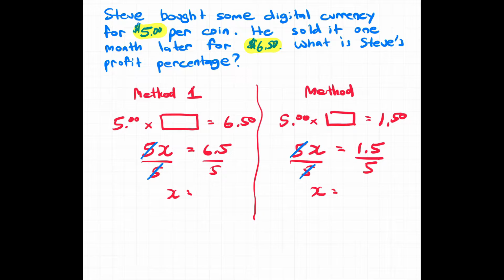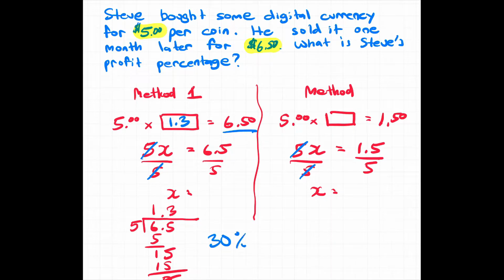So we're going to go 5 dividing into 6.5. I'll put the decimal up top. 5 goes into 6 one time to be 5. The remainder of 1, bring down the 5, and 5 goes into 15 3 times, and we're done at that point. So basically we've figured out that our multiplier is 1.3, and that gets us our profit plus our original with that total of 6.5. So the profit was, as a decimal, 0.3, which means as a percentage that is going to be 30%.